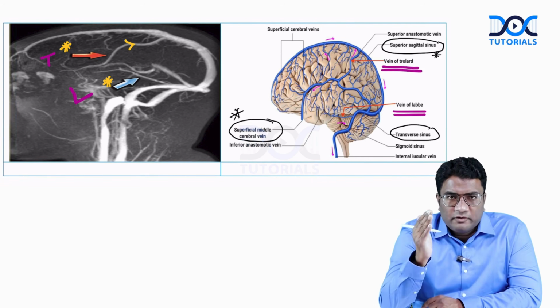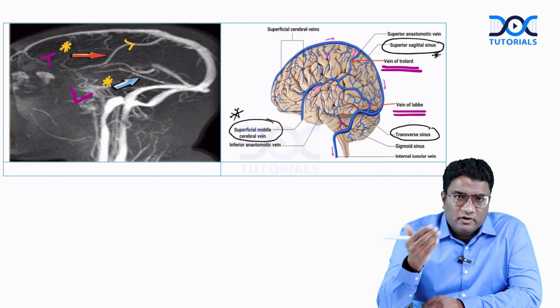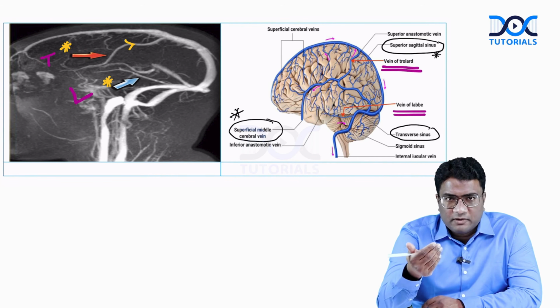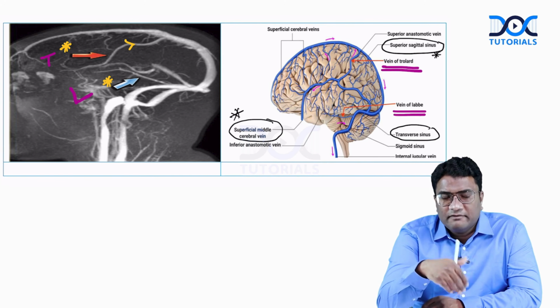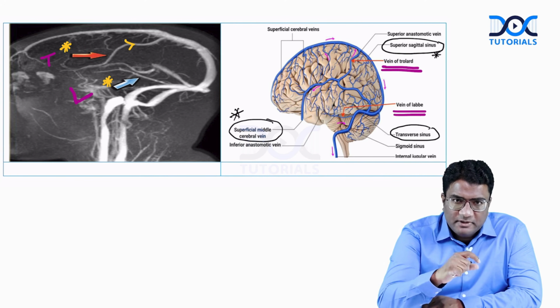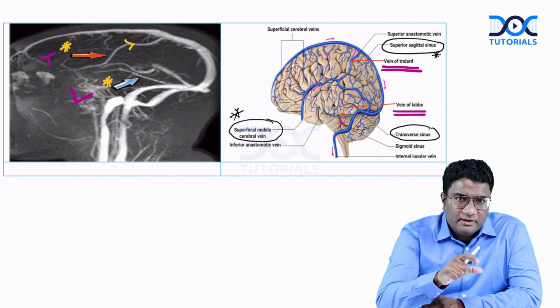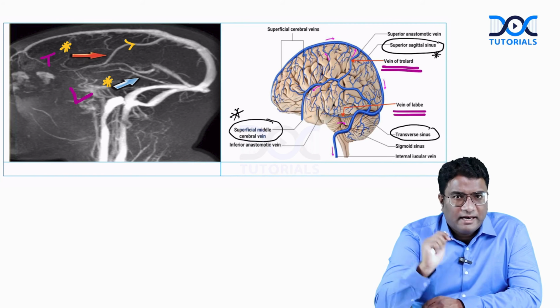So on MR venography, they can point to these areas and ask what these things are. So vein of Trolard is the superior anastomotic vein. Vein of Labbe is the inferior anastomotic vein. Joining which structures? The superficial middle cerebral vein to the superior sagittal sinus is the vein of Trolard. The superficial middle cerebral vein to the transverse sinus is the vein of Labbe.